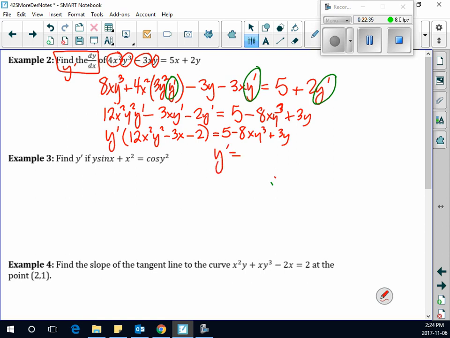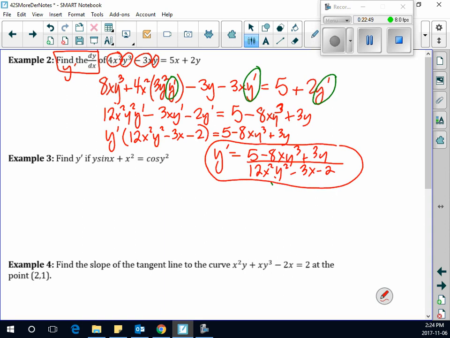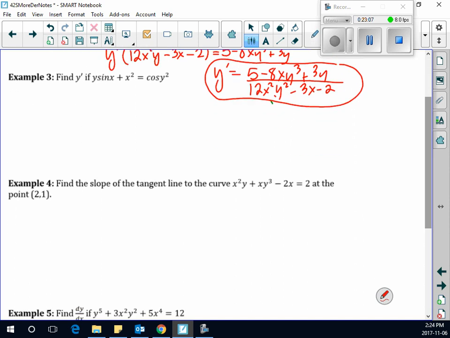So y prime equals 5 minus 8xy cubed plus 3y, all divided by 12x squared y squared minus 3x minus 2. So there's my answer. What do you think? Is this the harder unit? One of the harder units? No. It just gets all harder from now. Okay.